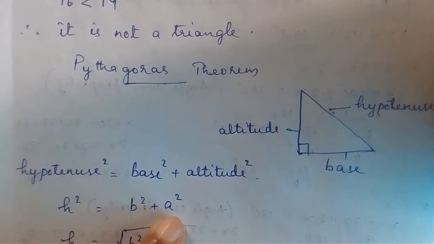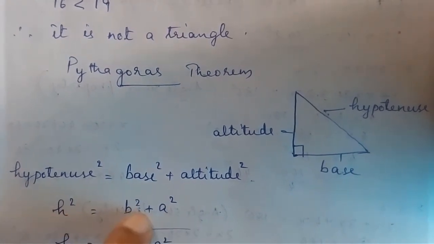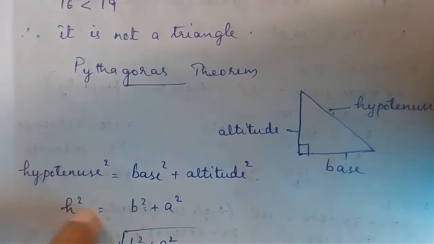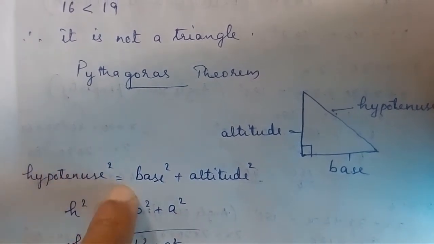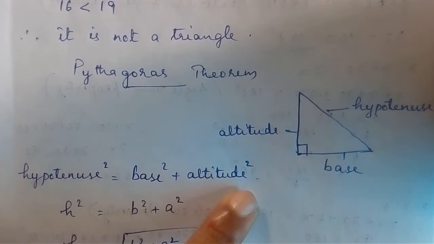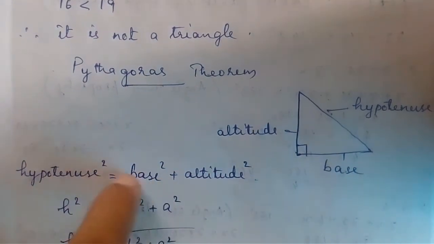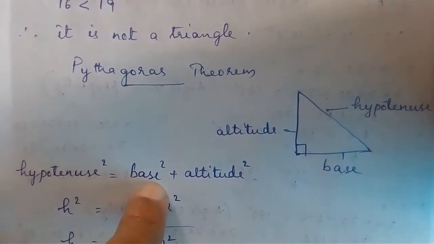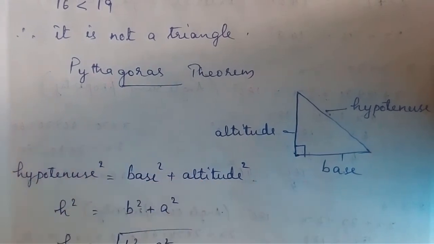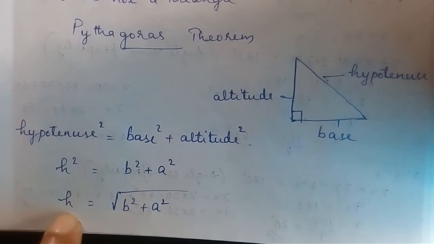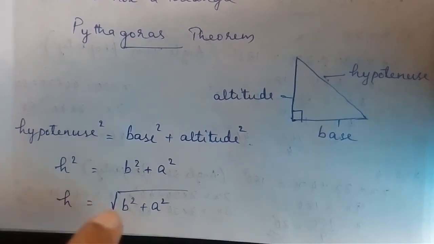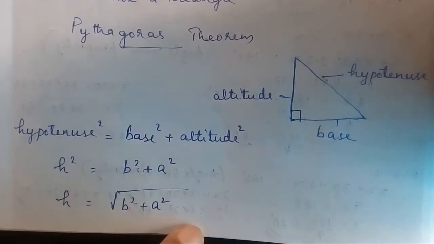When you are solving problems, you can write it this way, but you have to understand what h, b and a are. That is, hypotenuse square is equal to base square plus altitude square. Using the same equation, we can find hypotenuse, base and altitude. And one more equation I wrote here: h is equal to root of b square plus a square.